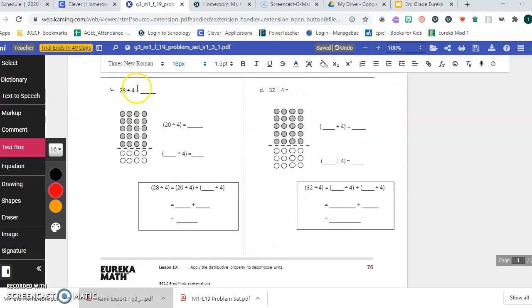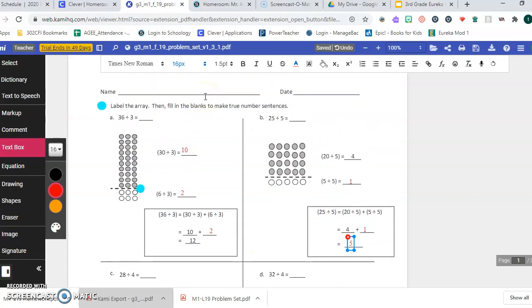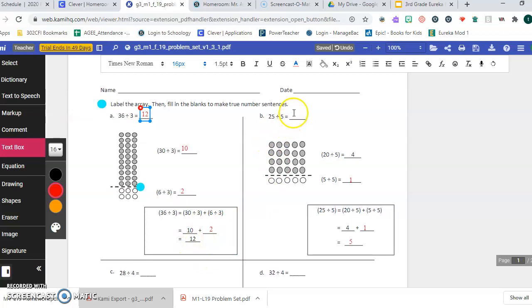All right, now we've got 20. I've got to go up and make sure I answer questions here. So 36 divided by 3 is 12, and 25 divided by 5 is 5.